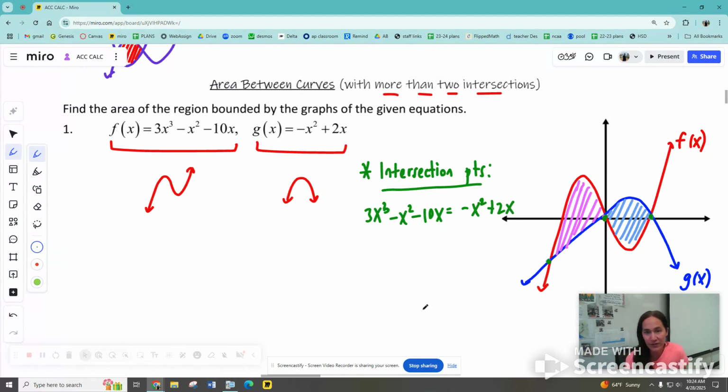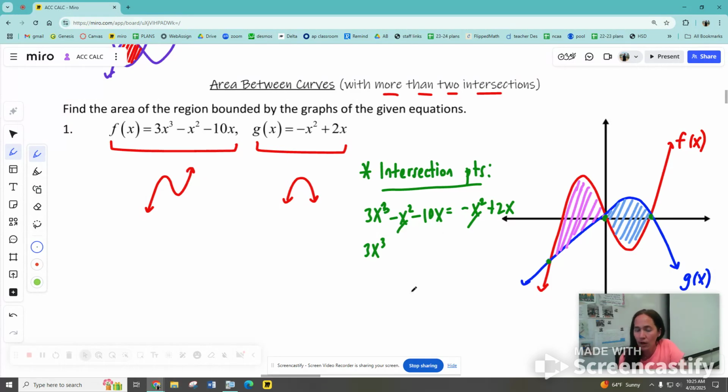The beauty of a video like this is I tend to talk quickly, so you are able to pause me, you can rewind, you can slow me down. You can also pause right here, try to do the algebra yourself. Try to get everything to one side of the equation and then see if you can factor to find the intersection points. I'm gonna show you the steps here too. 3x cubed, I'll add x squared to both sides, right?